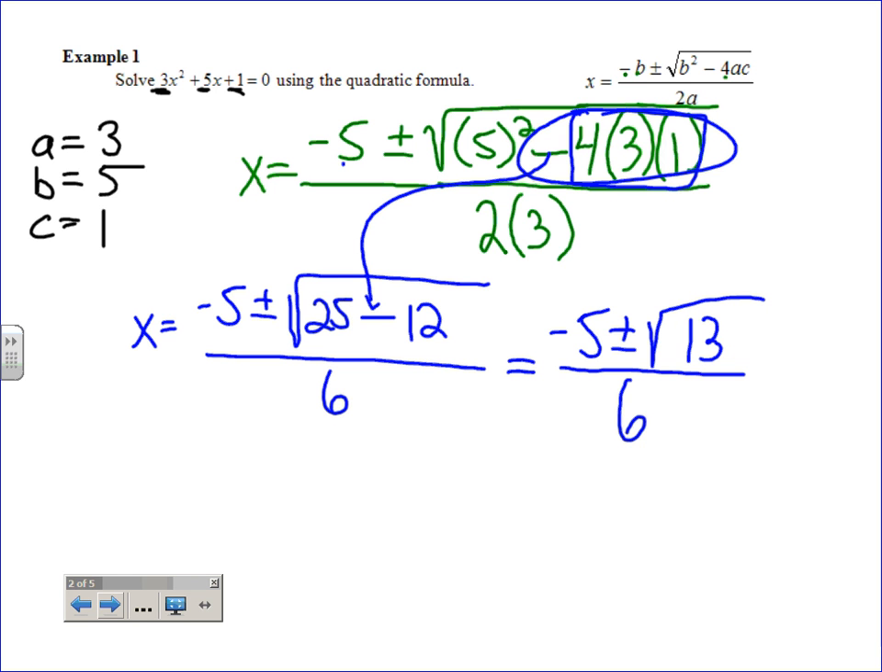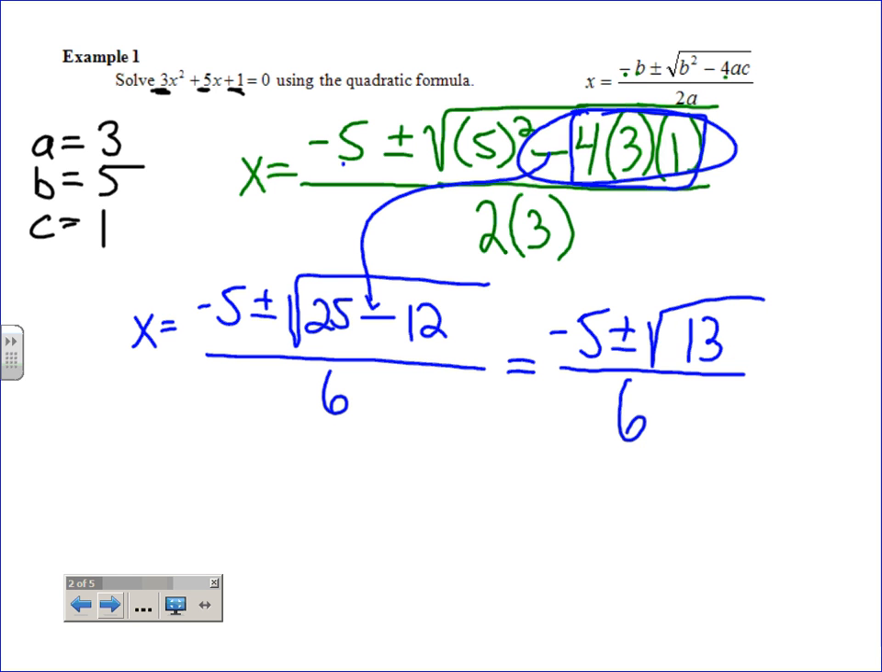Because do we know the square root of 13? Is that something you just know off the top of your head? Is that a perfect square? Now, do we know the square root of 9? Yeah, we know that one, right? And do we know the square root of, say, 16? Yeah, we know that one. But we don't know the square root of 13, do we?